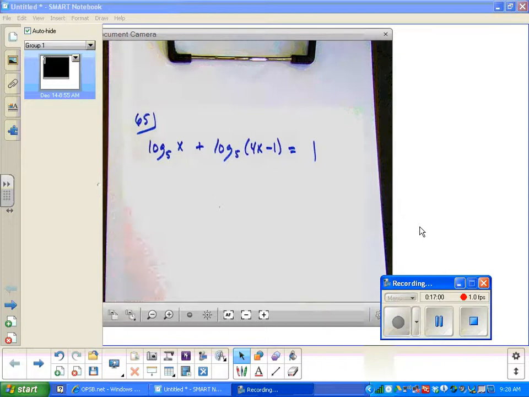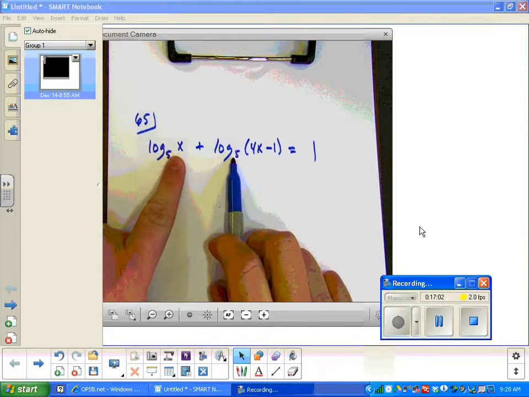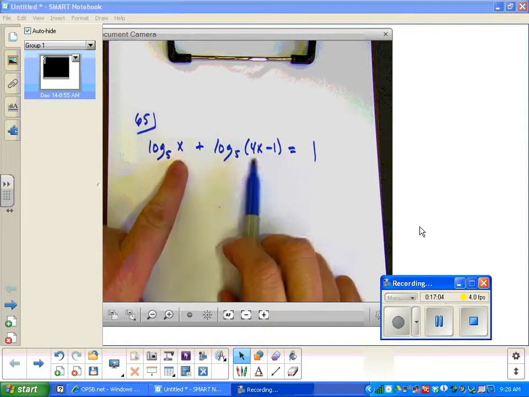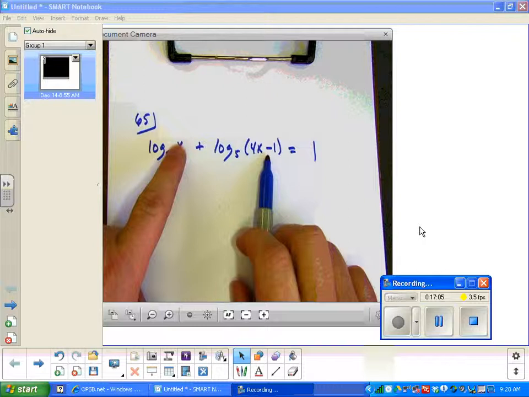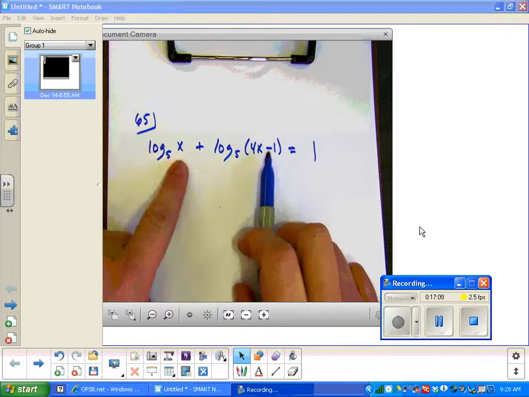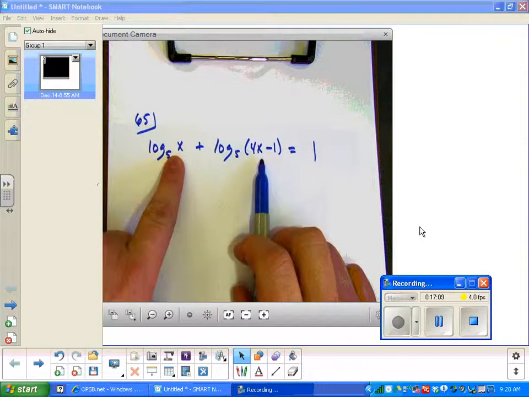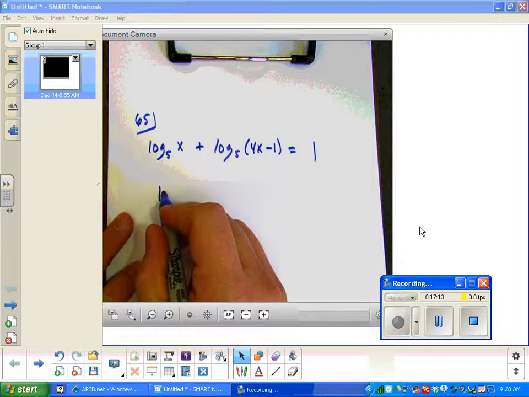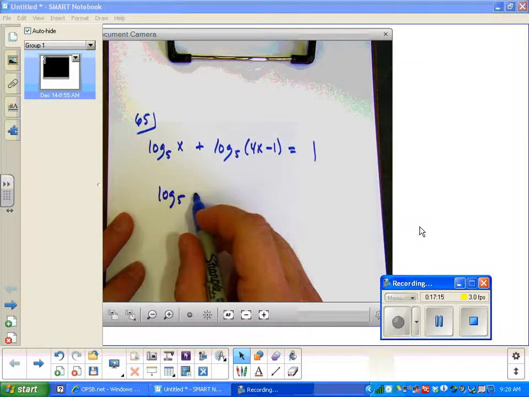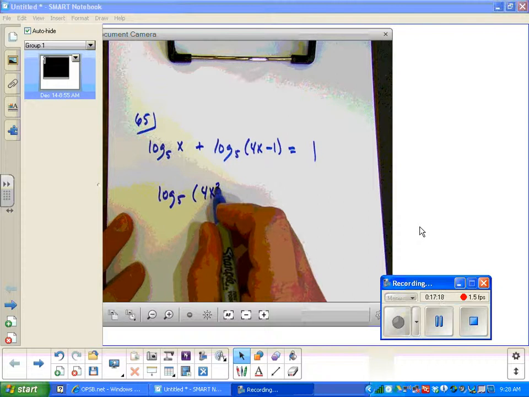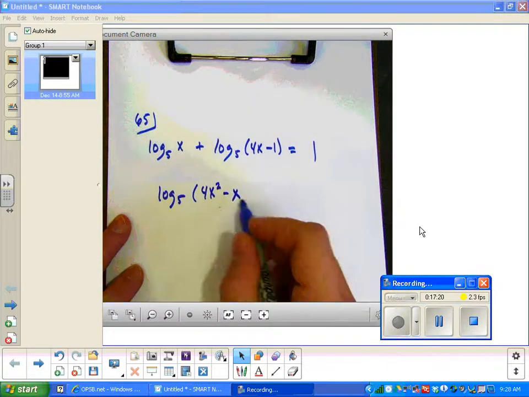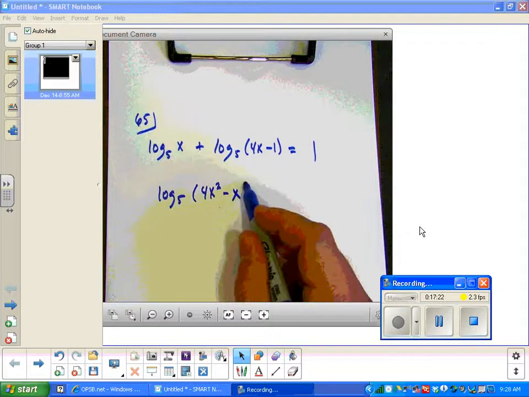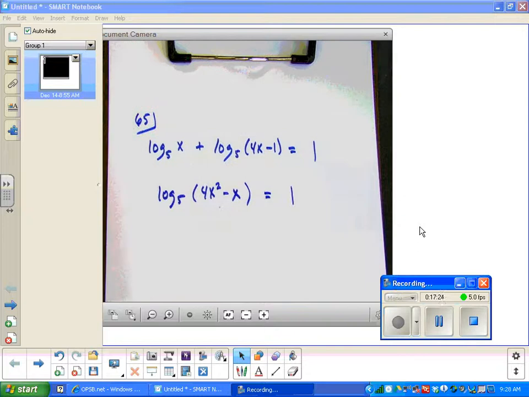So what we're going to actually do to put these as one log, we're going to use the product property, not the power property. We're going to multiply them. So I'm going to have to say x times this, so I would have to distribute it. So you get log base 5 of 4x squared minus x equals 1.